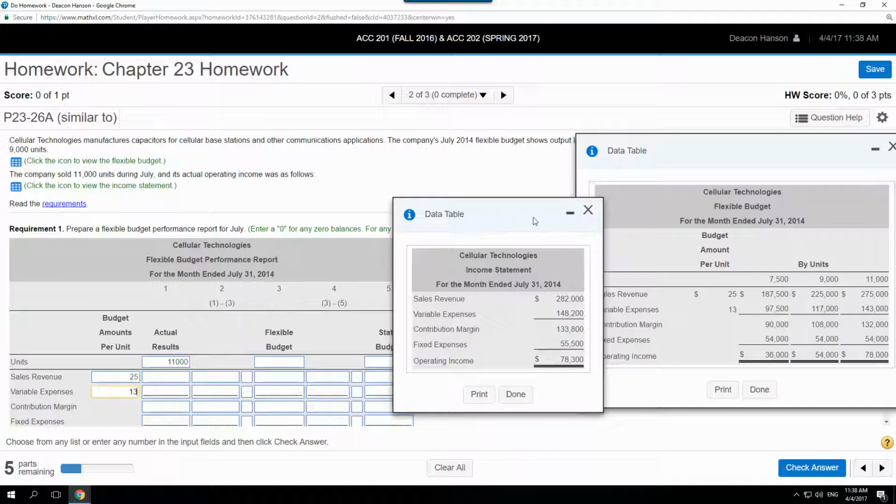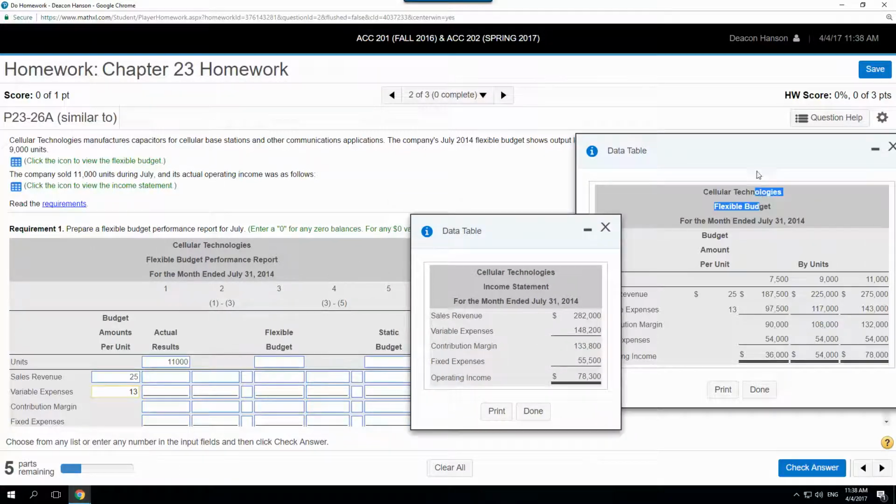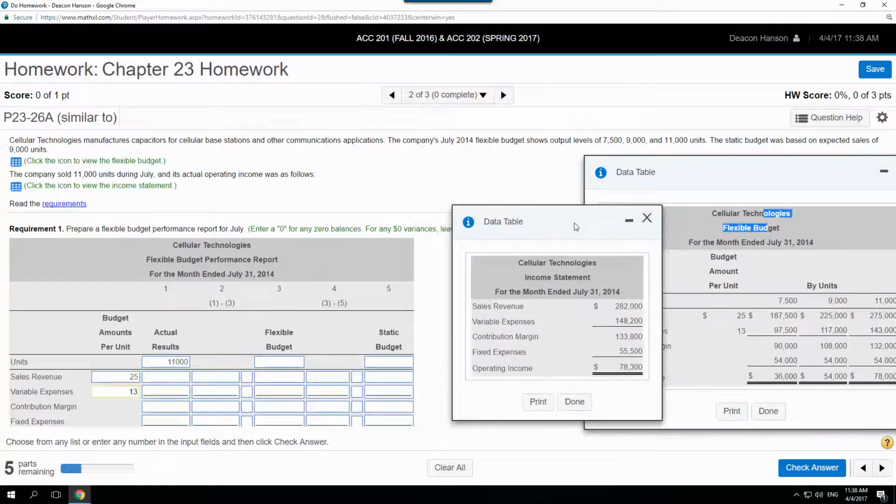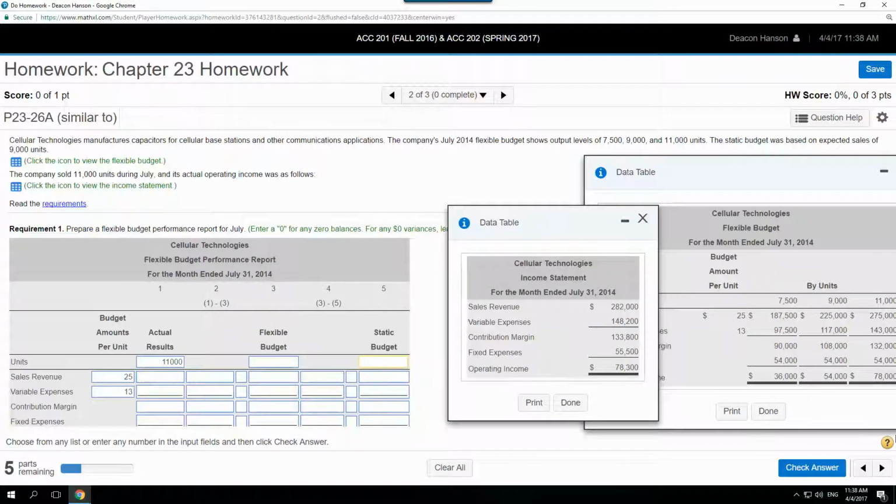Okay. And let's see, they mentioned it up here. The static budget was based on expected sales of 9,000 units. So out here on the far right, you have your static budget of 9,000 units. Okay. Where did you get the 11,000 from? The 11,000 is here. The company sold 11,000 units during July. So that's what actually happened. So I'll put it in the actual column.